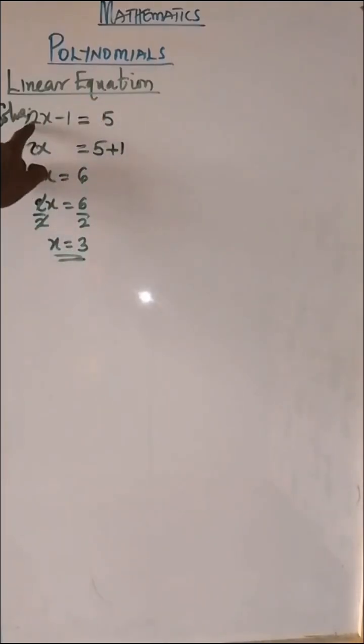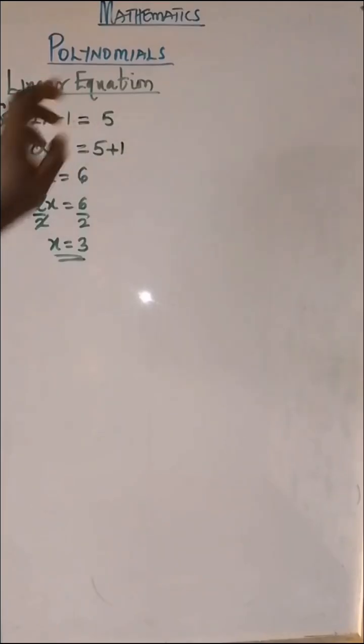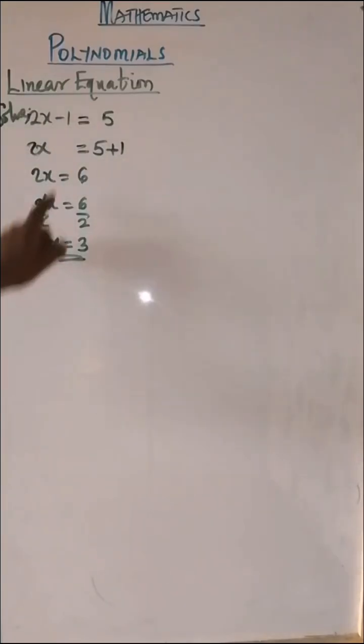So let's try to put 3 here. 2 times 3 is 6. 6 minus 1, 5. Every other value of x will never give us 5. Only when x is 3.